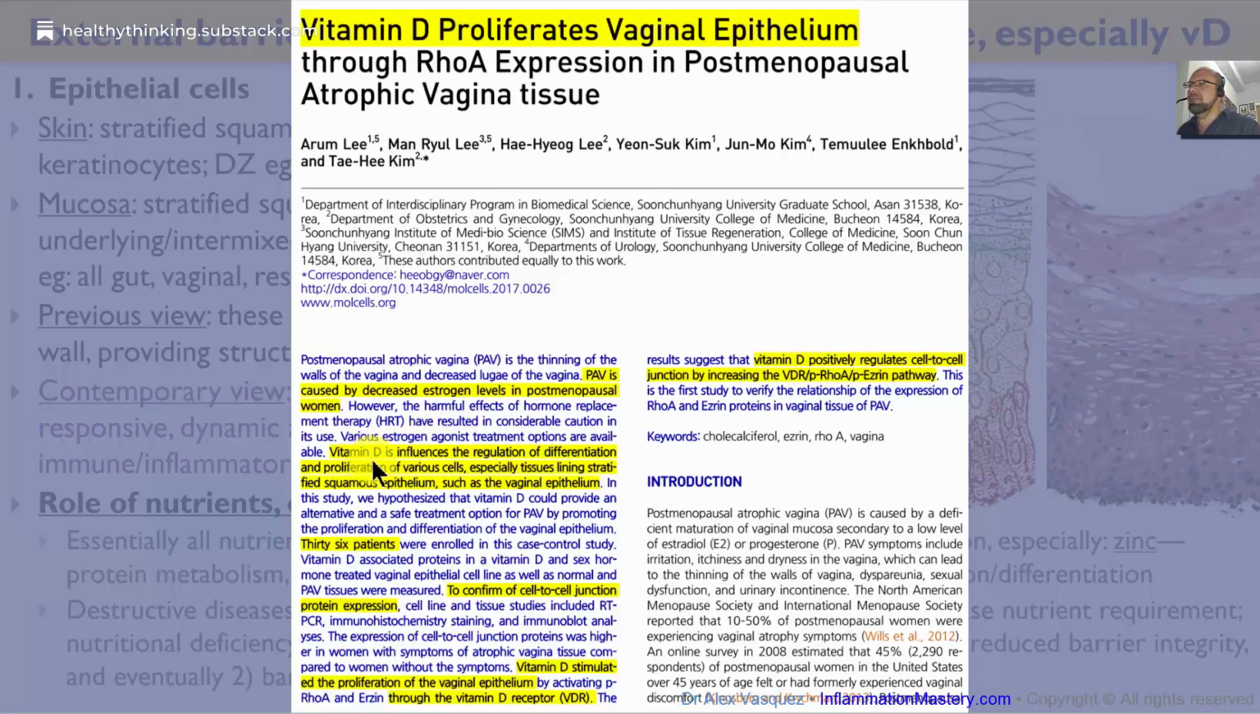The authors state vitamin D influences the regulation of differentiation and proliferation of various cells, especially tissues lining stratified squamous epithelium, such as the vaginal epithelium. Here they looked at samples from 36 patients. They looked at cell-to-cell junction protein expression, which is what I'll talk about on one of the following pages. And they showed here that vitamin D stimulated the proliferation of vaginal epithelium through, of course, the vitamin D receptor, or VDR. So what they noted in this study is that vitamin D is necessary for the proliferation of vaginal epithelium and also for the formation of these cell-to-cell junction proteins, which again we'll look at on one of the following pages.